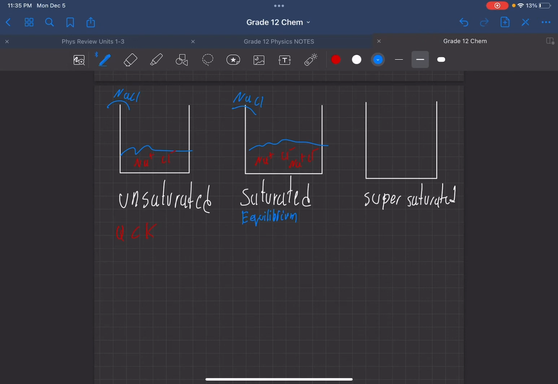This is when the forward rate equals the reverse rate of reaction. So in other terms, when the rate of precipitation is equal to the rate of dissociation, or the rate of ionization. So what does that mean? So NaCl, right? This dissociates into Na plus and our Cl minus ions. So the rate of dissociation, that's this way, or we can say ionization, is equal to the rate of precipitation, the rate that these guys go back into NaCl. So that is equilibrium. That is when the solution is saturated.